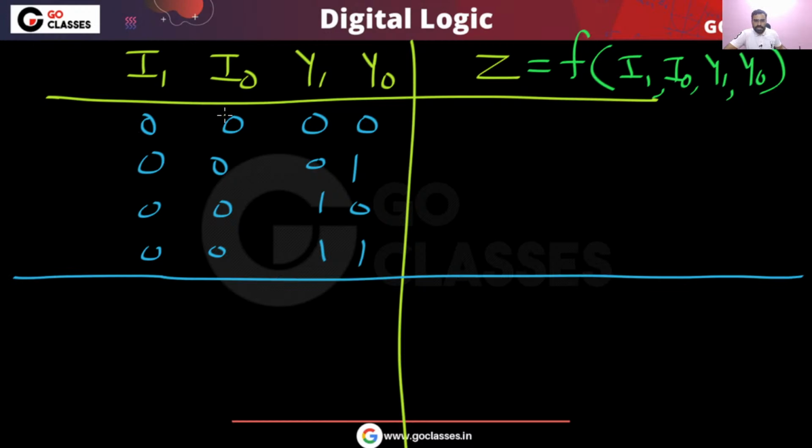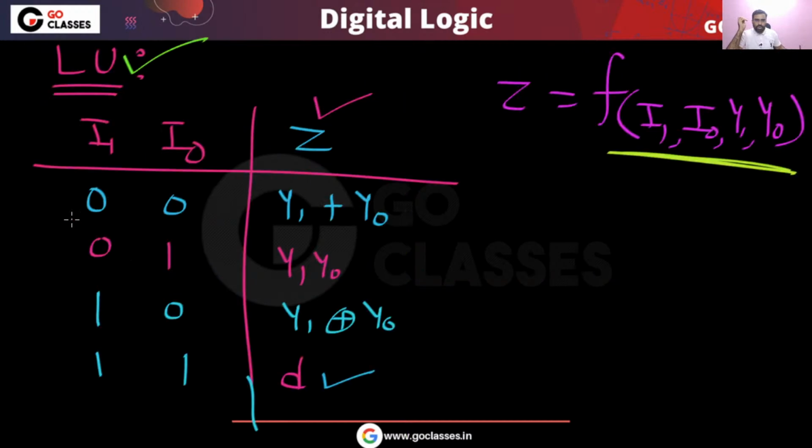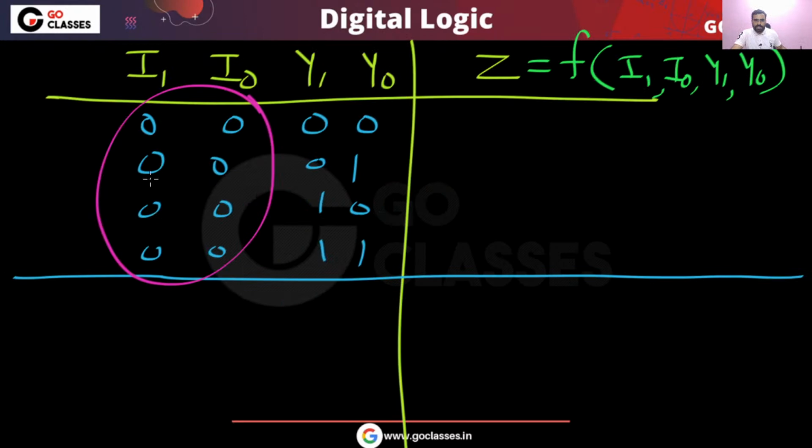You can notice that when I0, I1 are both 0, 0, the output will be Y1 or Y0. Yes or no? So this Z will be Y1 or Y0 in all four rows. Okay, so the output will be like this.